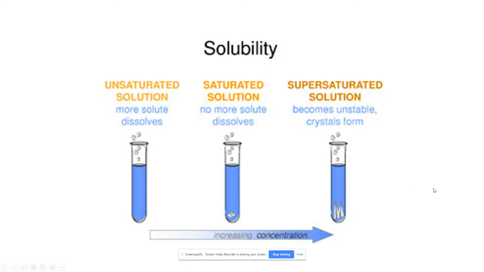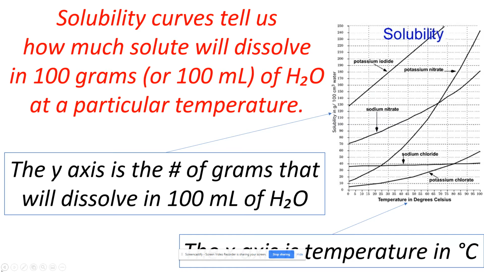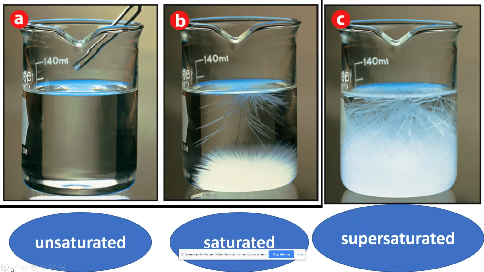Supersaturated is a very specific situation where more solute than normally can be held in a solution is in it, except if you disturb it, it will fall out of solution or precipitate. And that's what you'll see in this initial picture here. You see the crystals in a supersaturated solution precipitating out.